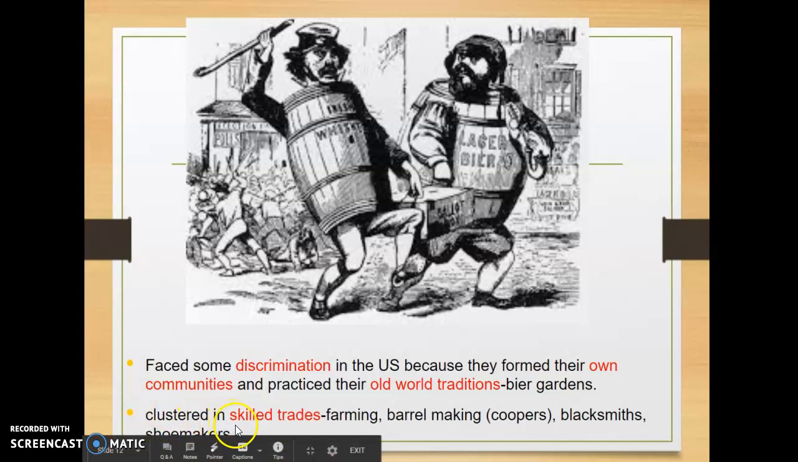They were also clustered in skilled trades like farming, barrel making, otherwise known as coopers. So the name cooper means, in the Old World, barrel making. So if your name is Cooper, that comes from this terminology right here. Blacksmiths and shoemakers. And my great-great-grandparents were also coopers as well.